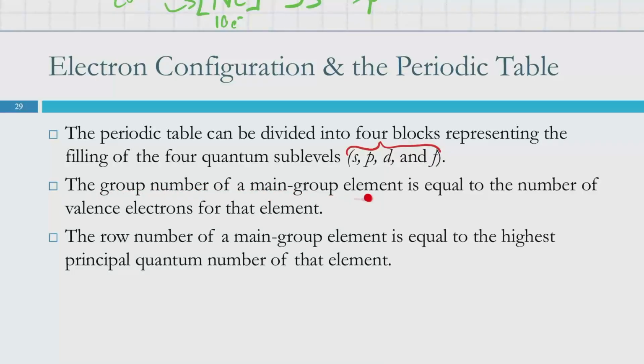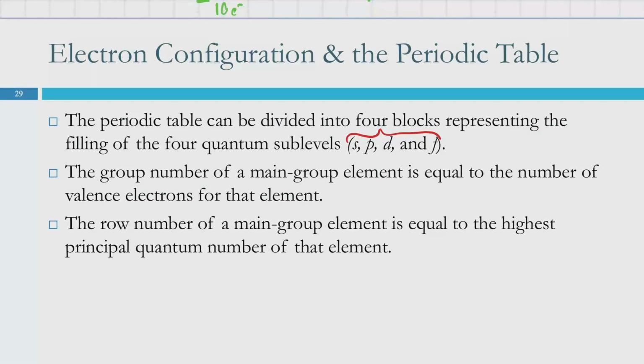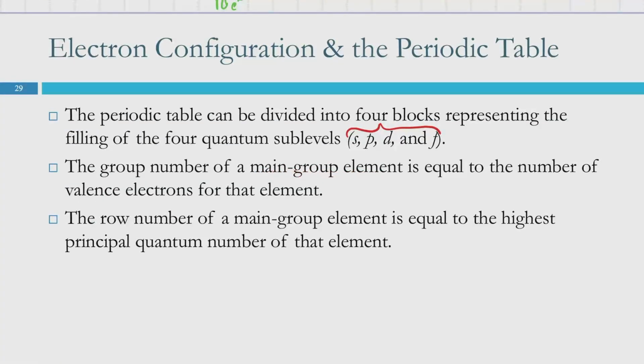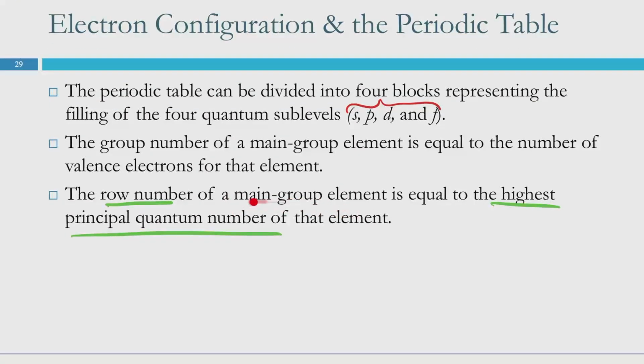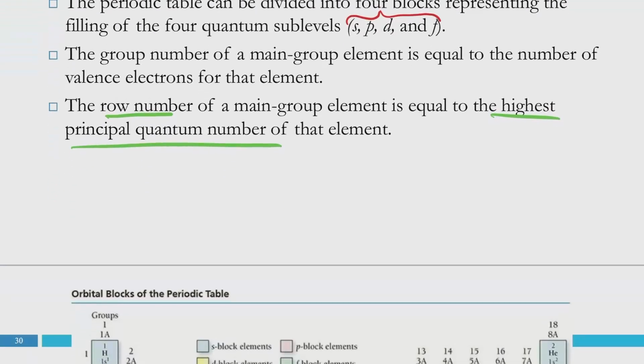The group number of a main group element is equal to the valence electrons, so that's a check that we can do to see how many valence electrons we expect to have. Again, this only works for main group elements. The row number equals the highest principal quantum number for whatever the element is. So if we're in row 3, like with argon, if we're at chlorine, then our highest n level is going to be 3, because that's the row that we're in. And that works going further down as well. There's a couple of places where it's a little bit different than that, but for the most part, and especially for our main group elements, that's our highest principal quantum number, or n number.